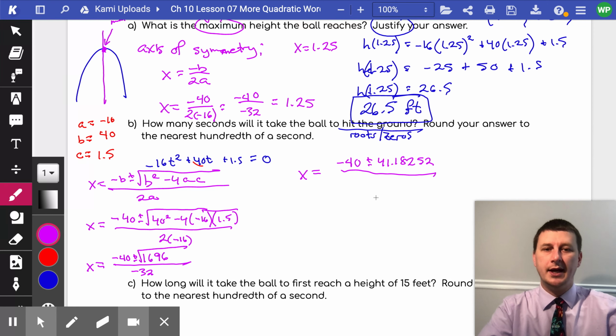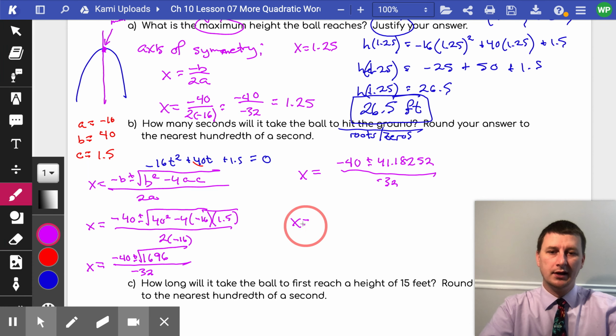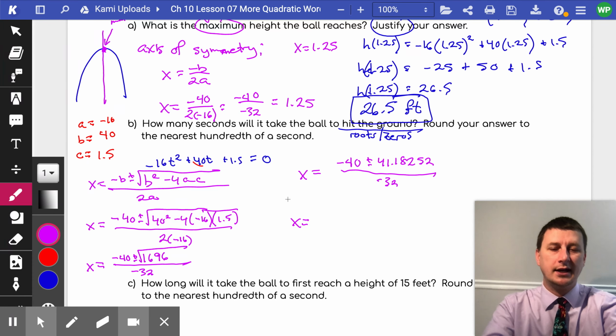Okay, so now I'm going to take my negative 32 down here, and I'm going to solve this for the plus value and then again for the minus value. So for the plus value, I'm going to have negative 40 plus 41.18252.